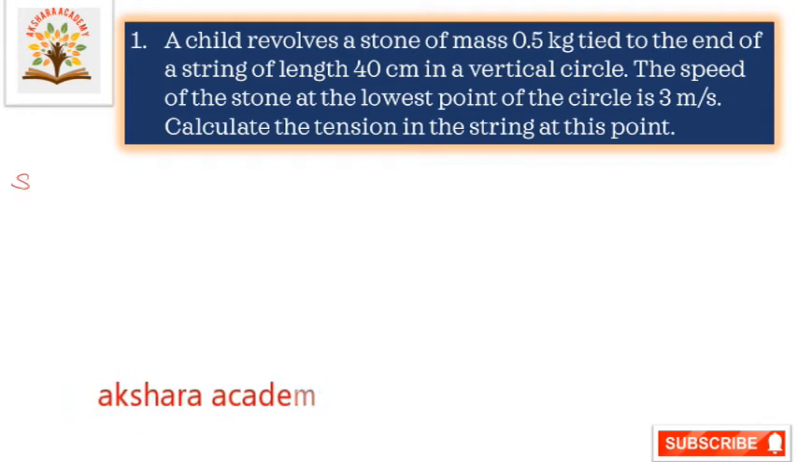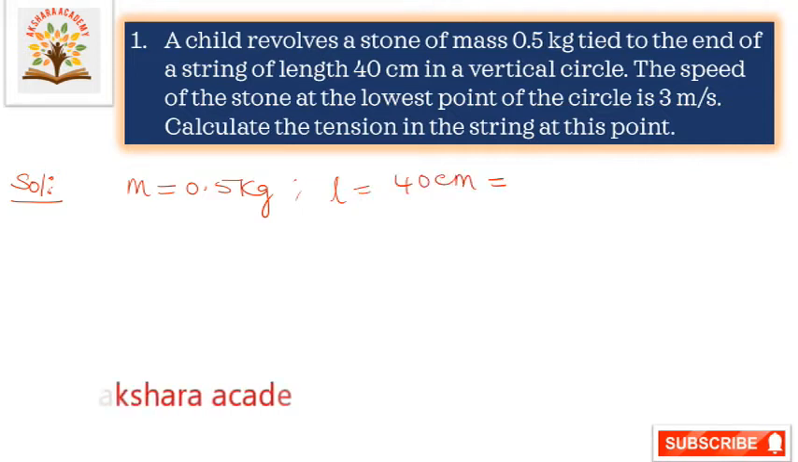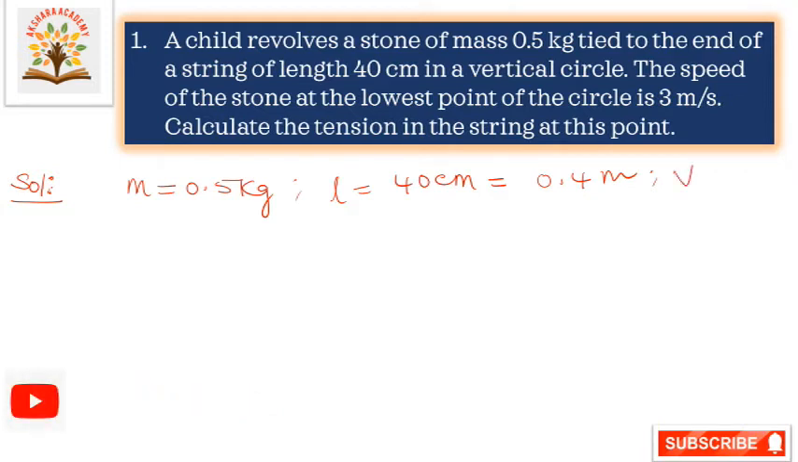Given m is equal to 0.5 kilogram, the mass of the stone, and length L is equal to 40 centimeters. Converting into meters, 0.4 meters. They gave the speed of the stone at the lowest point of the circle as 3 meters per second. So v is equal to 3 meters per second, and we have to calculate the tension in the string.